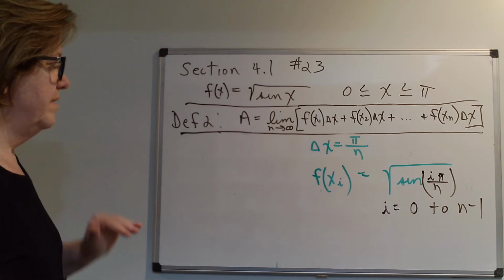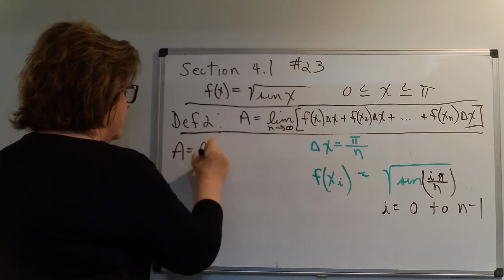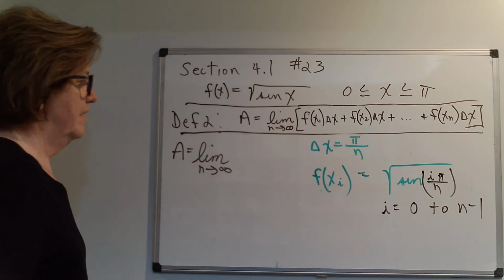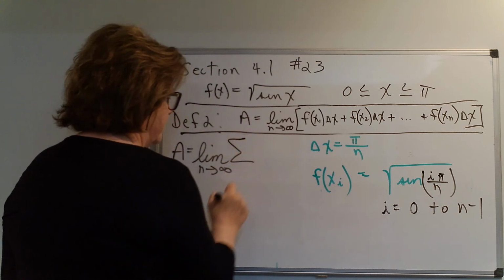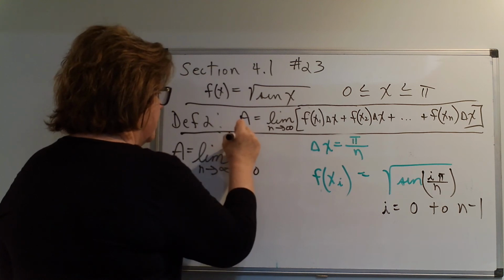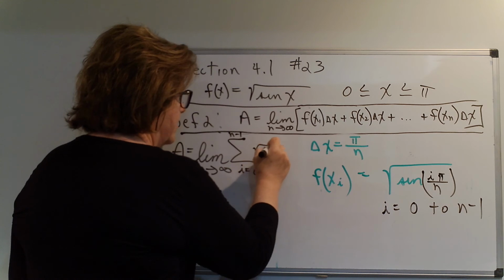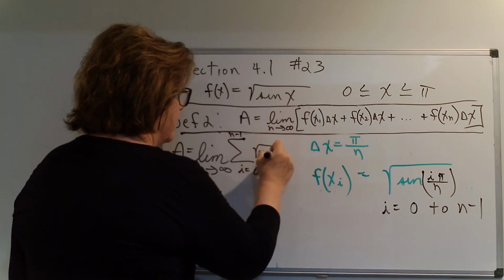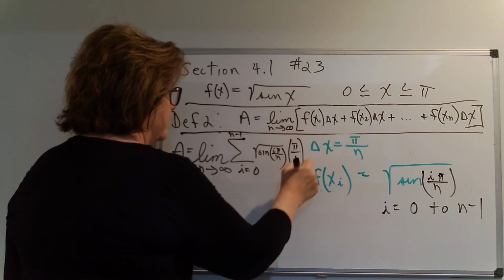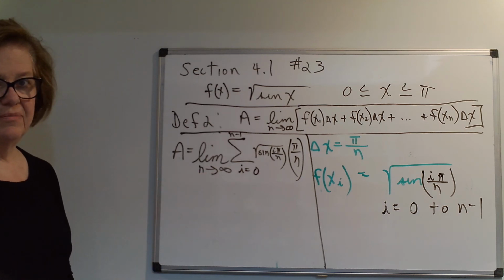Well, the standard way to write it is to say A equals the limit as n goes to infinity of the sum as I goes from 0 to n minus 1 of the square root of sine of I pi over n, times pi over n. So that's what we would wind up with.